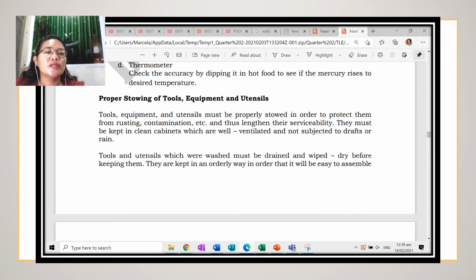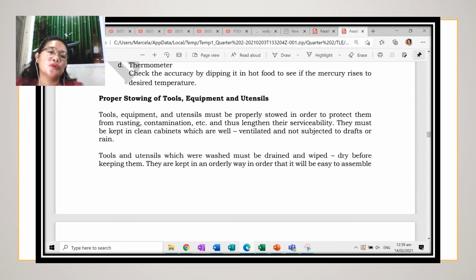Okay, the thermometer: you're going to check the accuracy by dipping it in the hot food to see the mercury rise to the desired temperature. Proper stowing of tools, equipment, and utensils.